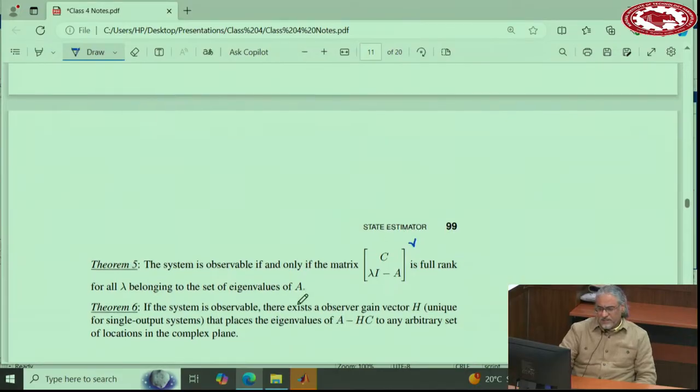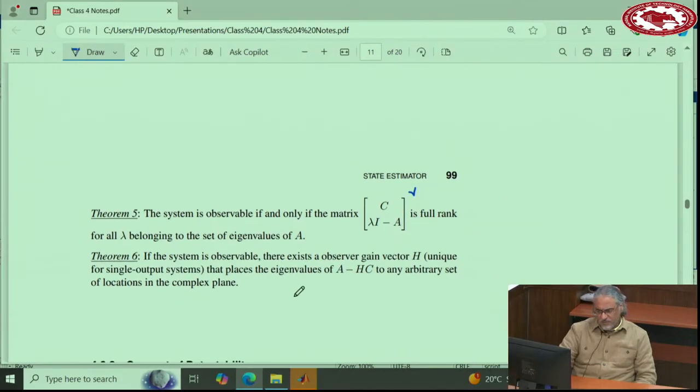And the third theorem, similar to the previous case, says if these conditions now are satisfied, you can find an edge that moves the eigenvalues to any arbitrary location. So if the system is observable, you can move its poles to any location you want. The case that it may not be observable is if one of the eigenvalues here, the rank of this matrix, is not full. Then that eigenvalue, that particular mode, you cannot estimate.